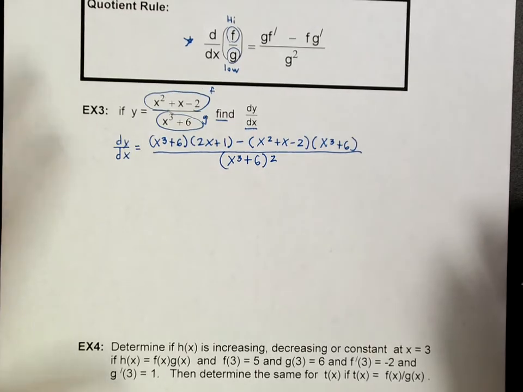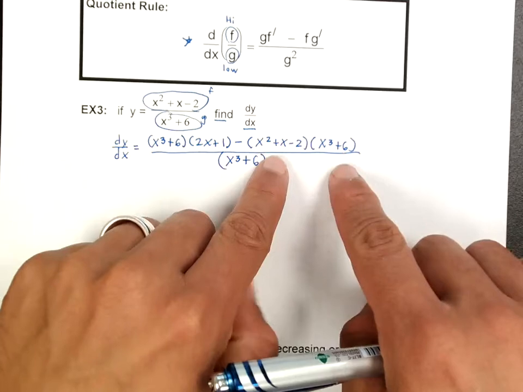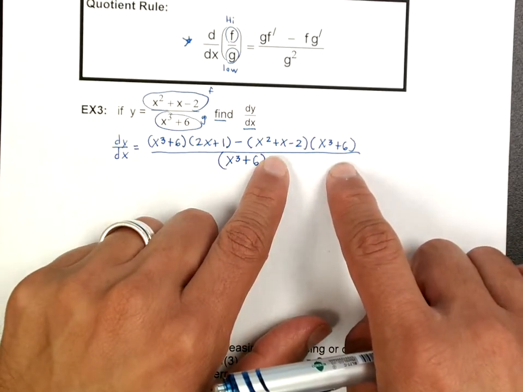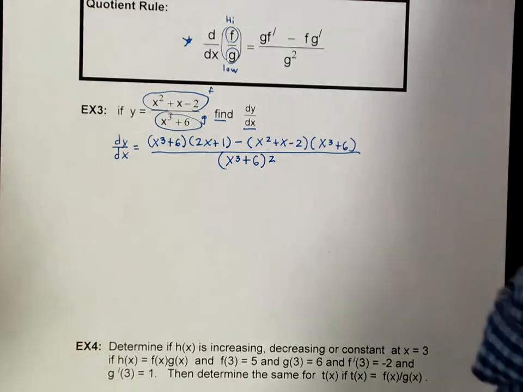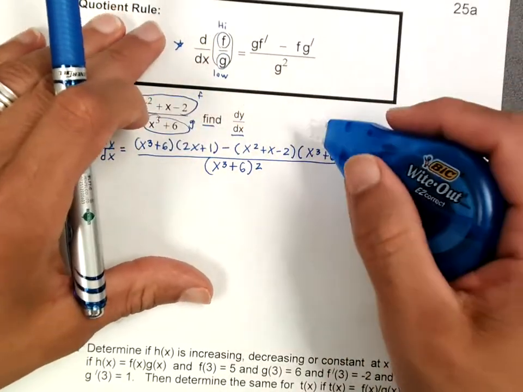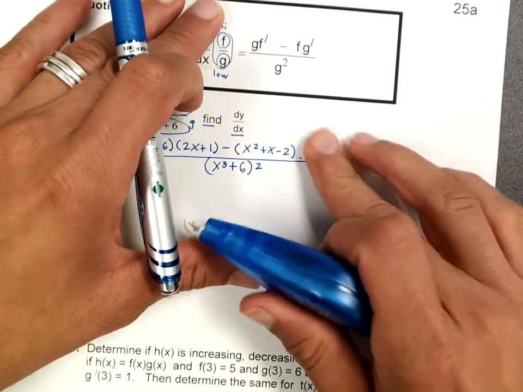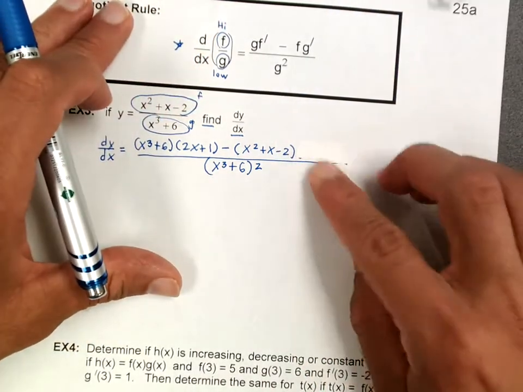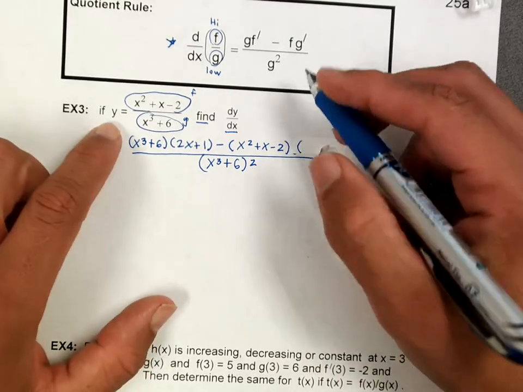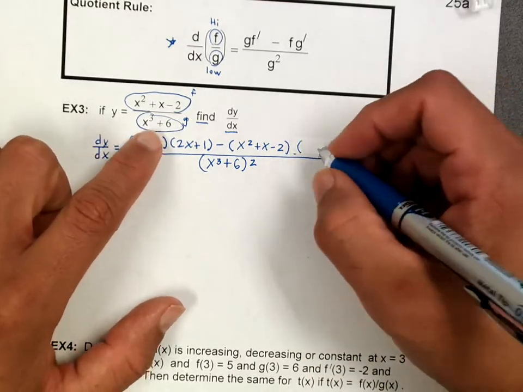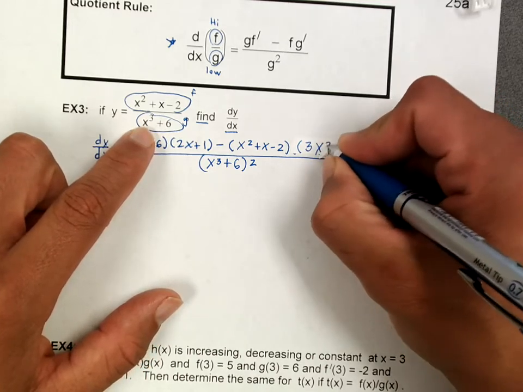Now, that's it for the formula, but again, I have to FOIL this. Oh, hold on just a second, I messed up here. I just realized that I did not take the derivative of this. I'm sorry. So this is times the derivative of this one. The derivative of that one would be 3x squared, like that.